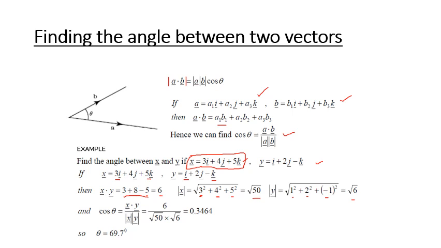Use this formula: cos theta equals x dot y divided by modulus of x into modulus of y. What is x dot y? It is 6. Modulus of x is square root of 50 and modulus of y is square root of 6. So the answer will be 0.3464. What is theta? You have to calculate it using your trigonometry table. Theta equals 69.7 degrees. So this is your angle between the two given vectors.